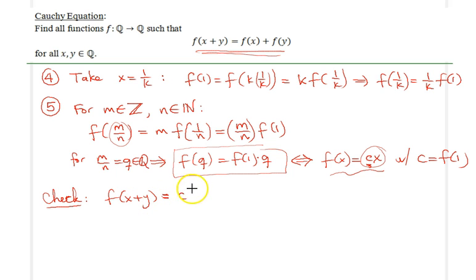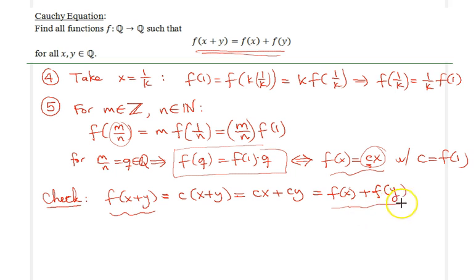So we have c of x plus y. I can go ahead and split it, so it would give us cx plus cy, and therefore cx is simply equal to f of x, and in a similar way cy is simply equal to f of y, and sure enough f of x plus y is equal to f of x plus f of y. That concludes our proof.